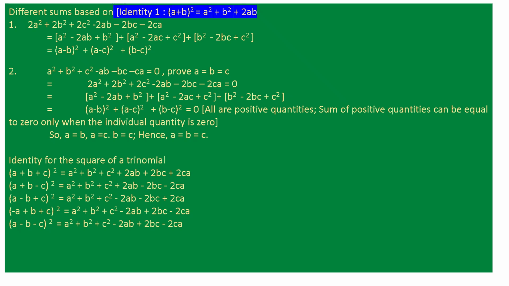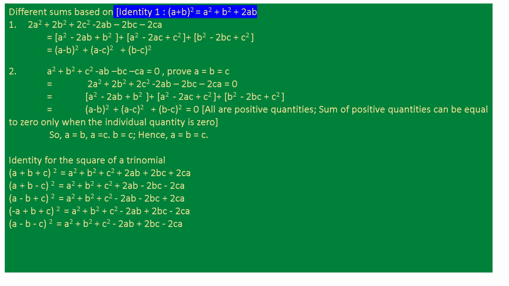So the given sum is, we need to prove A is equal to B is equal to C. We'll reach till the final step where it says A minus B the whole squared plus A minus C the whole squared plus B minus C the whole squared is equal to 0, which is the equation given in this particular sum. Now, we will say A is equal to B and A is equal to C, B is equal to C. Why?